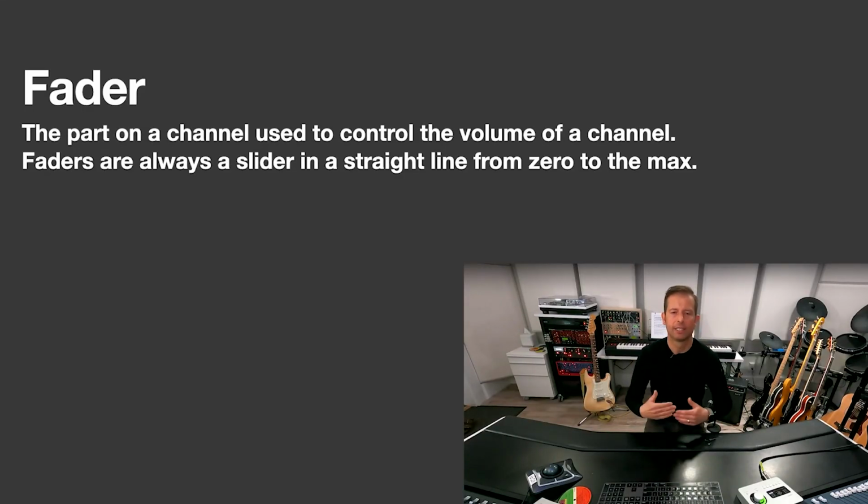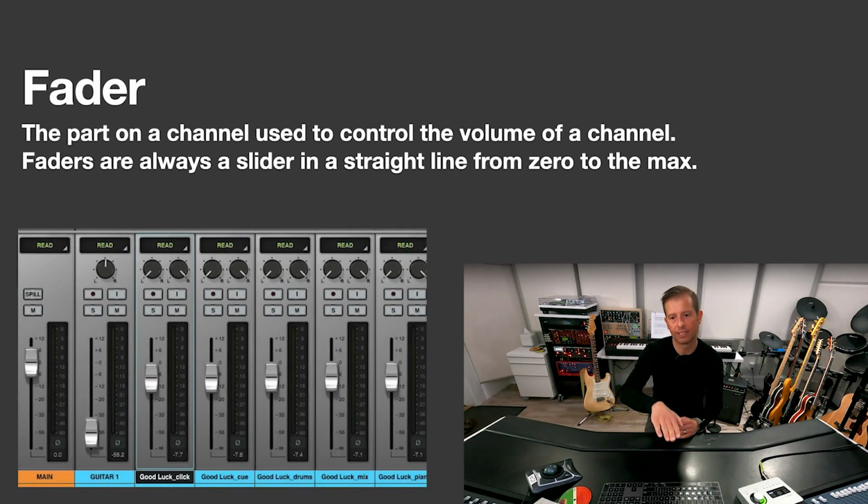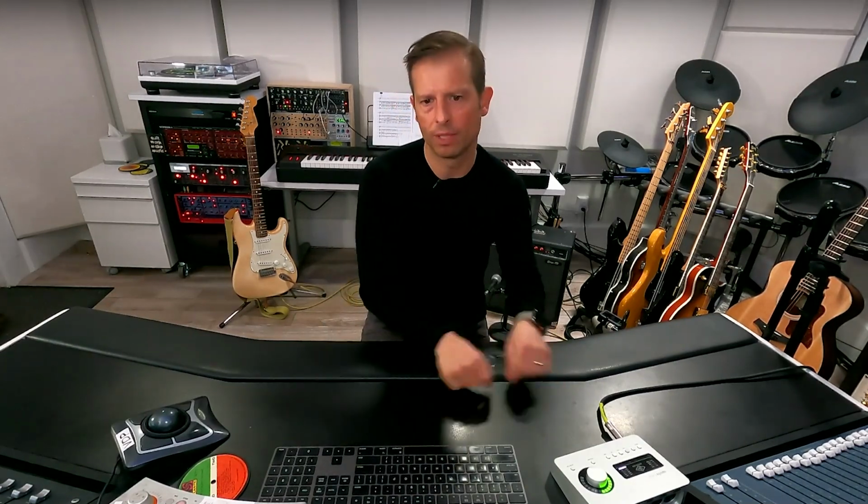The fader is the part of the channel that is used to control volume of that channel, and usually faders are sliders in a straight line from 0 to max. Surely you're familiar with a fader. It's on that mixing desk. It's those sliders, and each one is controlling the volume of whatever is playing on that channel or has been recorded on that track. Okay, so this is where we start to get our blends using faders between where you want the drums and the bass and the vocals and the guitars to all sit. So it's basically a volume control.